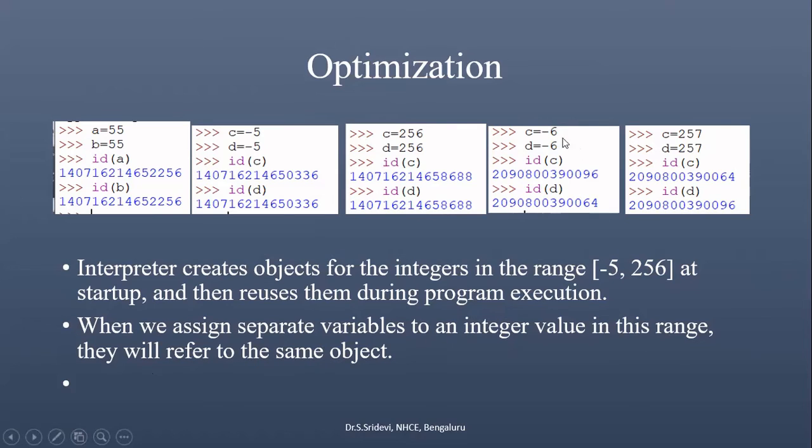Whereas, when we consider the statements with -6 and 257, the values are not in this range. So in these examples, every time a new object will be created.